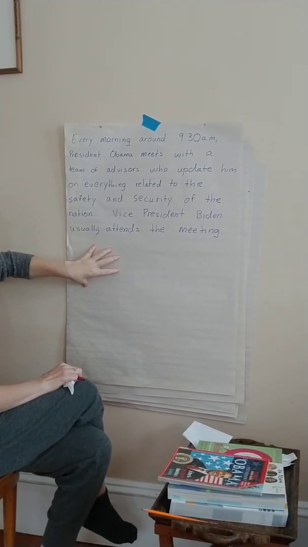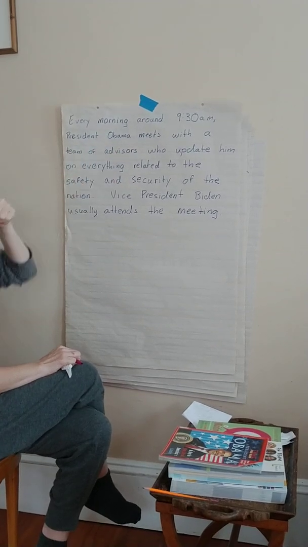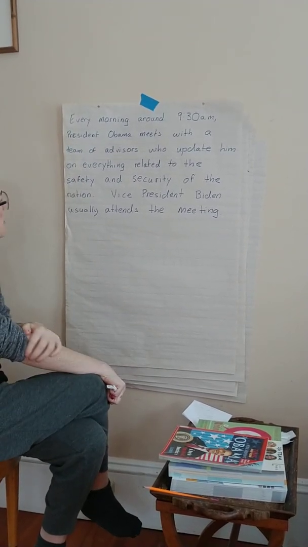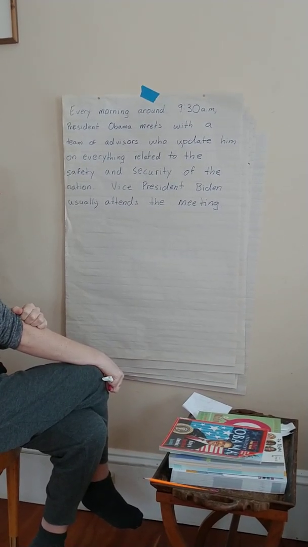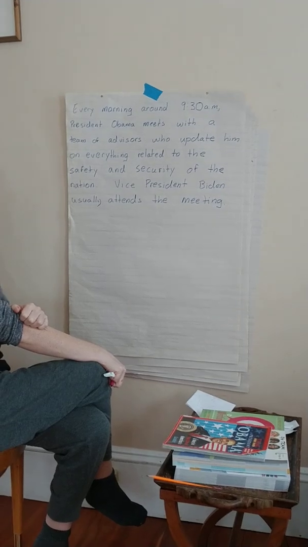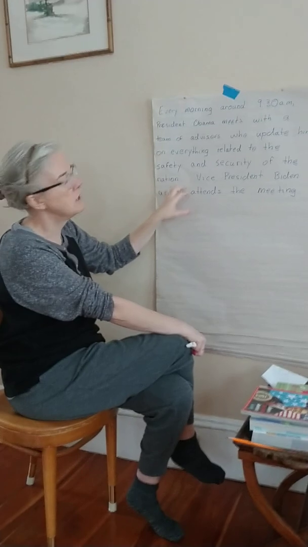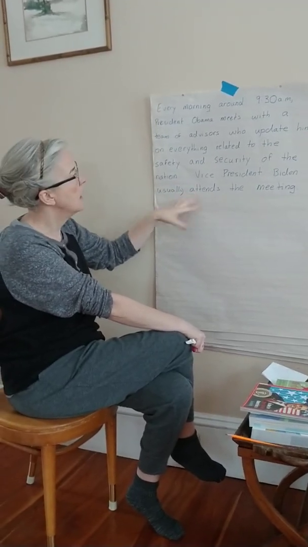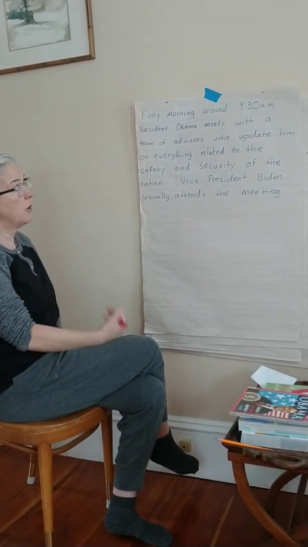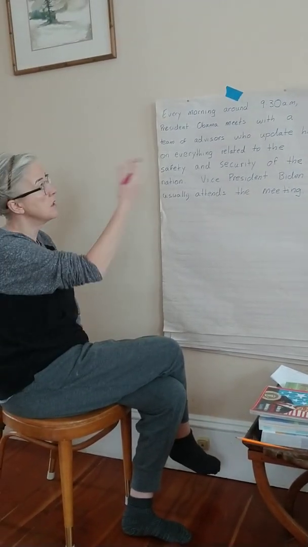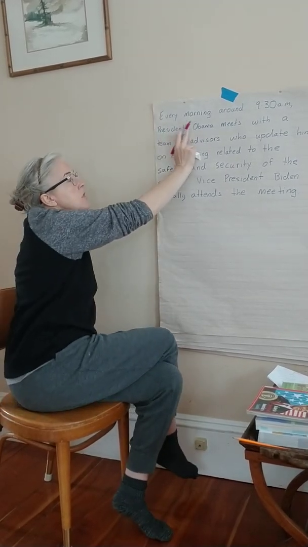So here's how we would do this one. Every morning around 9:30 a.m., President Obama meets with a team of advisors who update him on everything related to the safety and security of the nation. Vice President Biden usually attends the meeting. So you could photocopy this, or you could have this up on a board and invite students up to edit this. And what you might start with is say, well, we know Barack Obama is no longer president, so we need to think of this in terms of the past tense. And so you would have students start to change the tense on this.